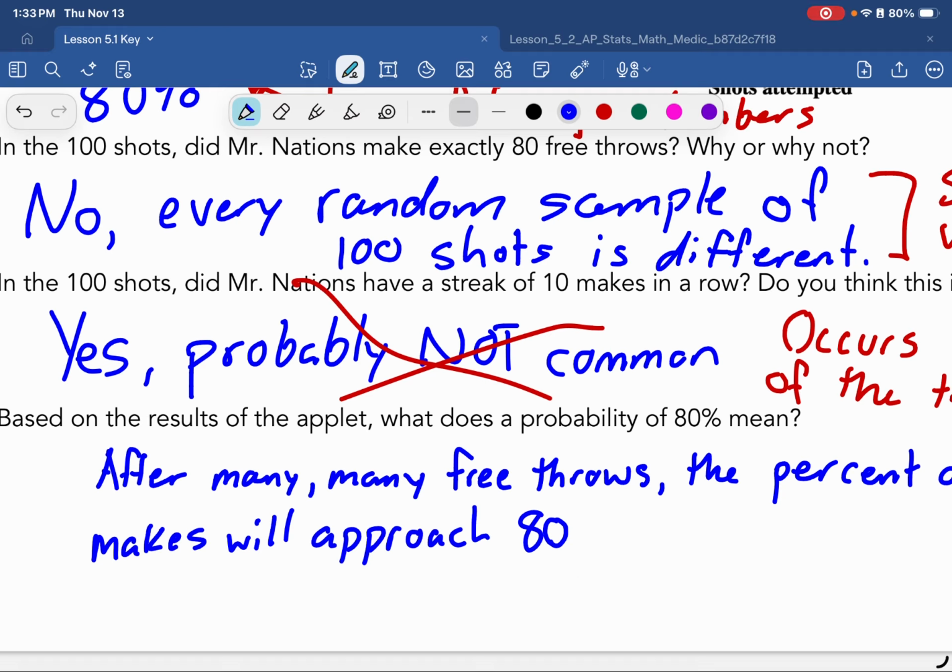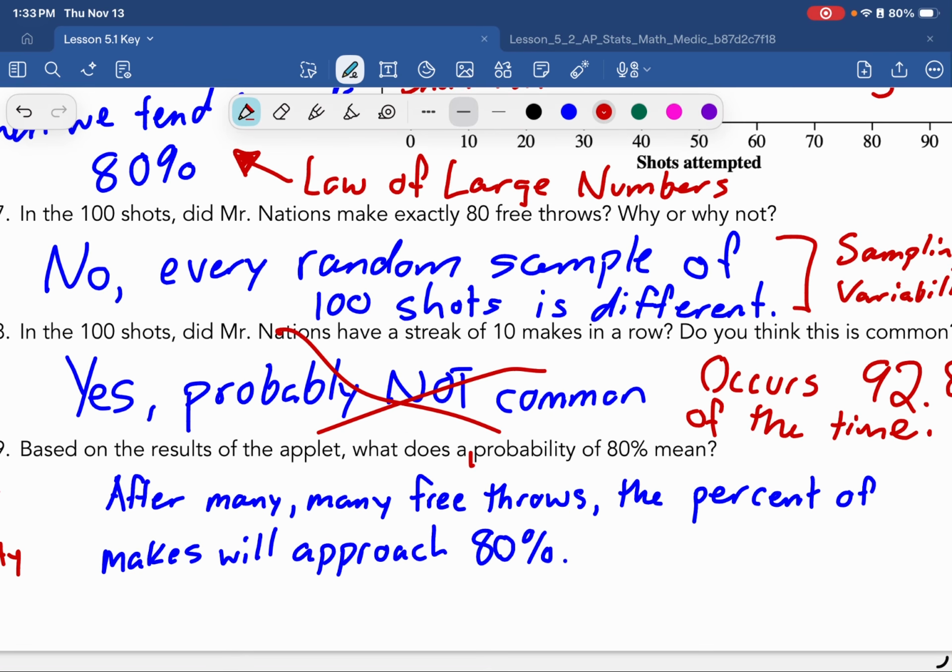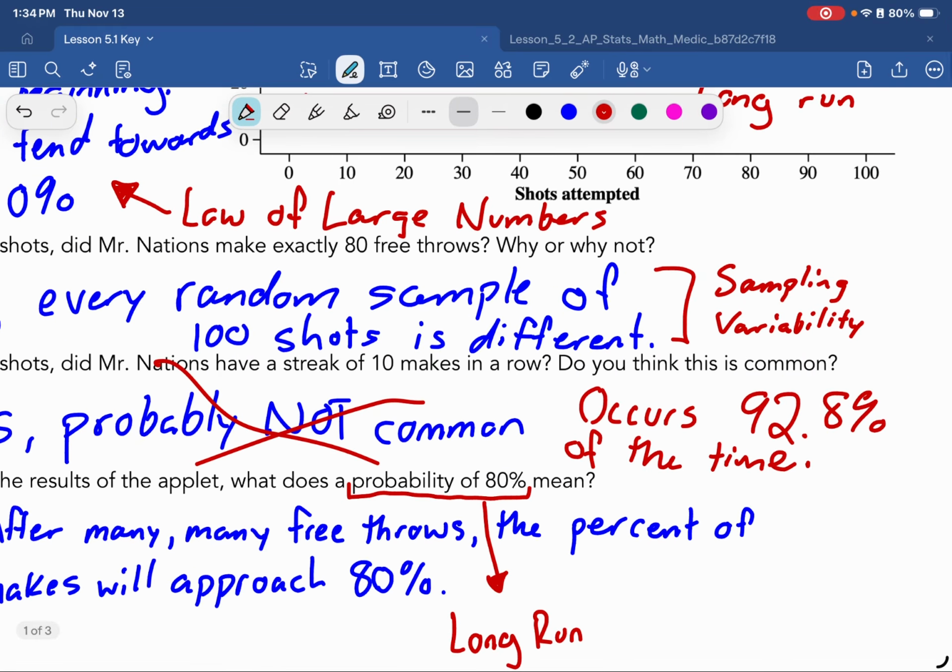And in all honesty, those of you that have that calculus brain may start thinking again of limits. We don't have to worry about that. But this is how we interpret. After many, many whatevers, the percent of, again, good things will approach 80%. This one here, free throws, so good things are makes. Last thing I want to leave you with before you look at the quick notes is that the probability of 80%, that's just a long run relative frequency. And that's all these probabilities are. Probabilities are just the relative frequency over a long run.